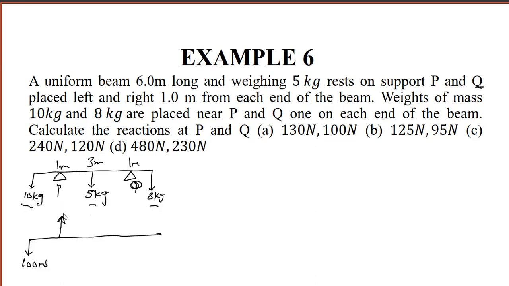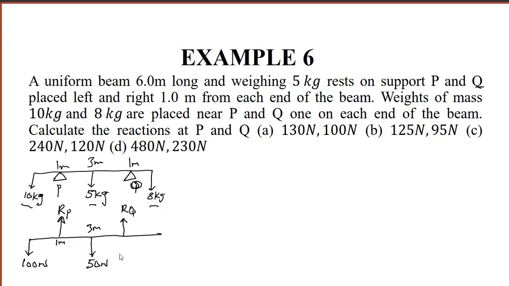now reaction here will be reaction P. And you know that this is what? 1 meter. The weight 5 times 10, that will be 50 Newton. This is 3 meters. Then we have a reaction Q here. Reaction Q. And if we start numbering from left to right, this is 1 meter, this is 3 meters. Now, you know that this is 1 meter from the end. Reaction Q is 1 meter from the end.